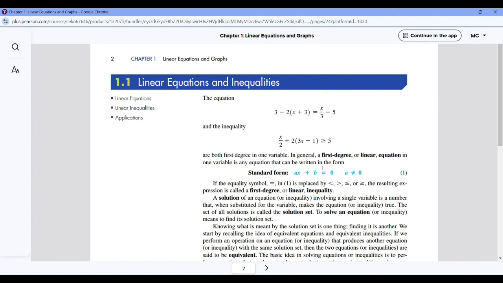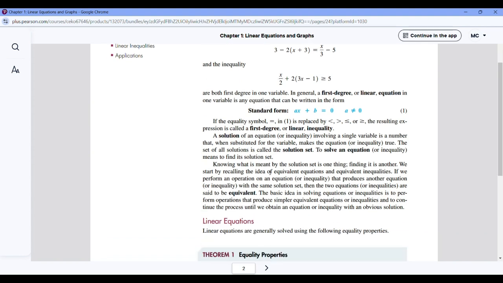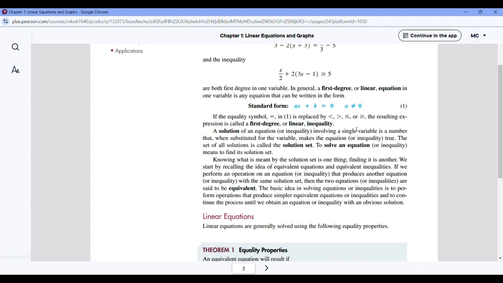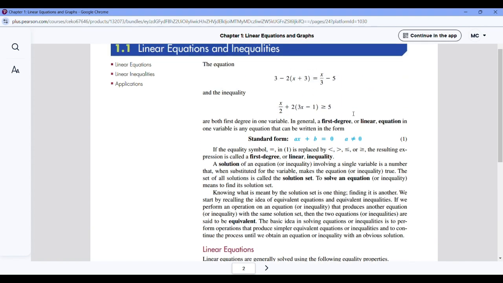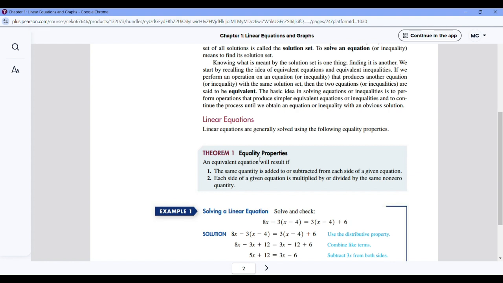We have standard form, and we have all these kinds of things. You guys have access to the textbook, so feel free to read it at your own speed if you need to. What I look for are the things in blue, because these are our theorems and formulas, the things that I need.